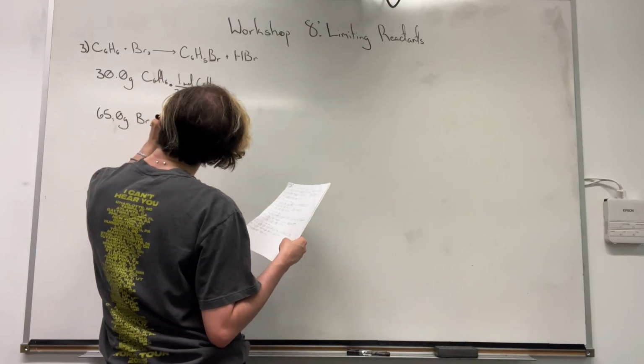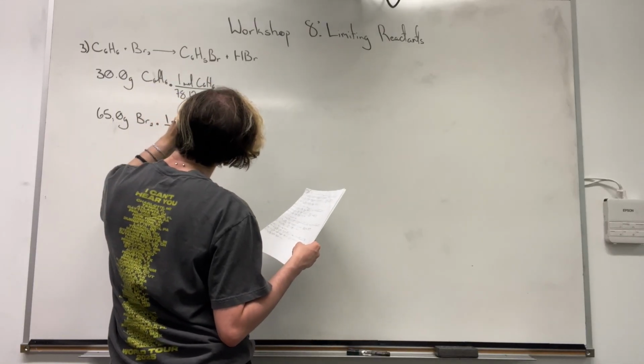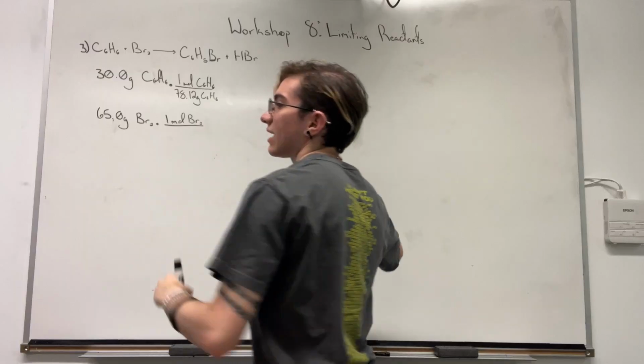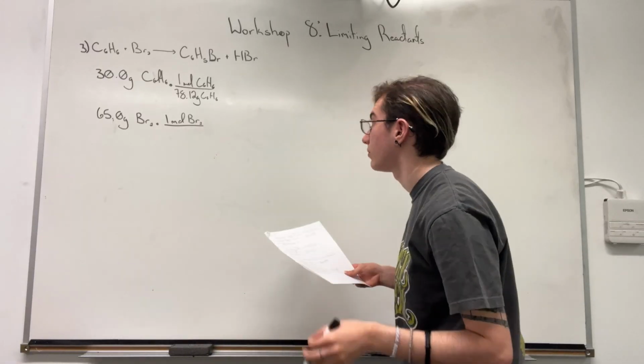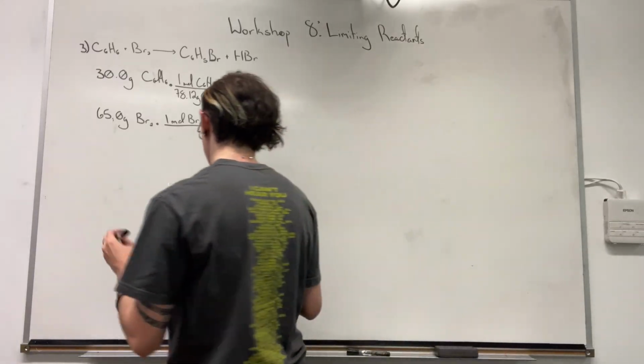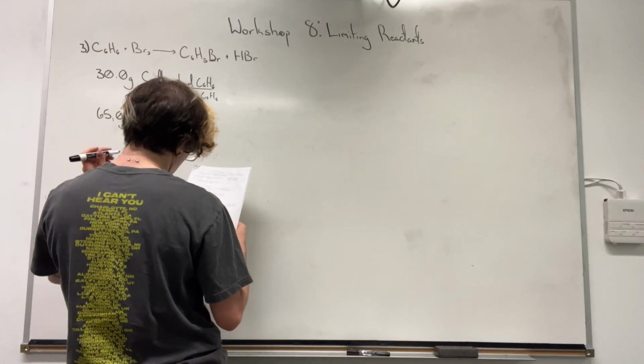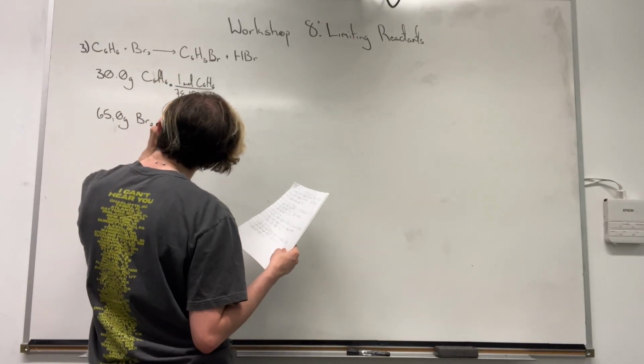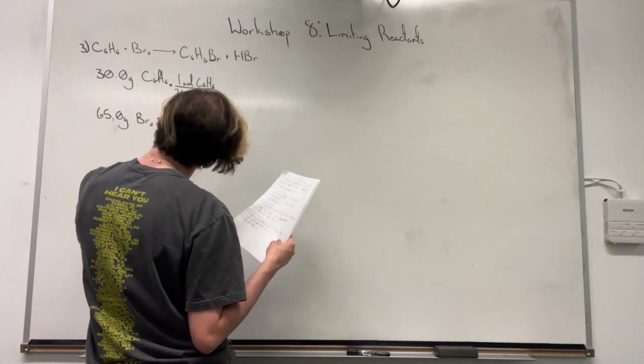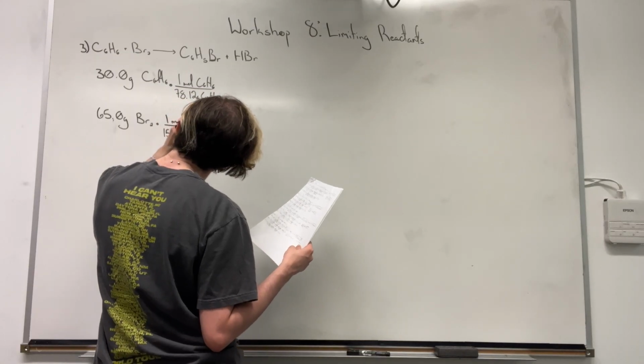And for bromine, 1 mole of bromine, similar to oxygen in the first problem, bromine is a diatomic element. You're going to double the mass that is on the periodic table. And so the mass of bromine, I have 159.808 grams.